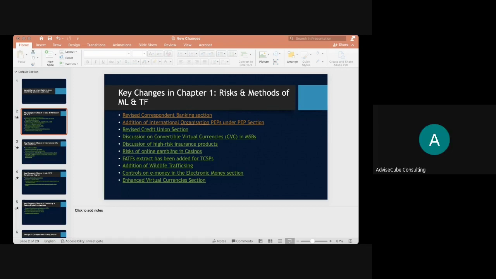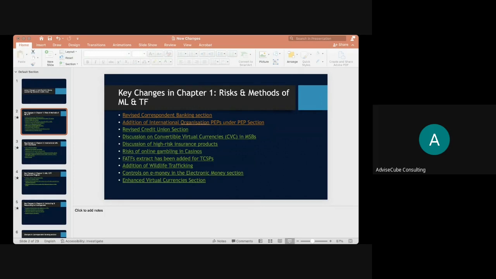Okay, so the first section where they have made some slight changes is the respondent and correspondent banking section. Let's see what they have changed there. In this section, they have added more clarity to the definition of what correspondent banking is. Previously, there was a definition where they used the words "provision of" this and that, but now they have clearly stated the definition for better understanding.